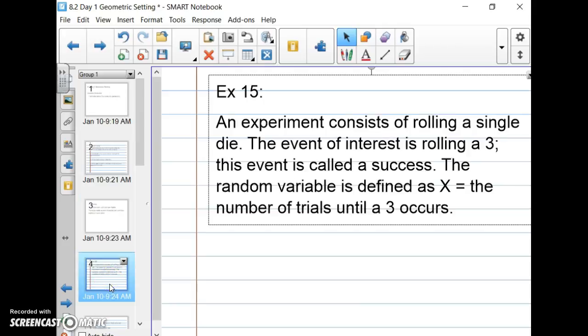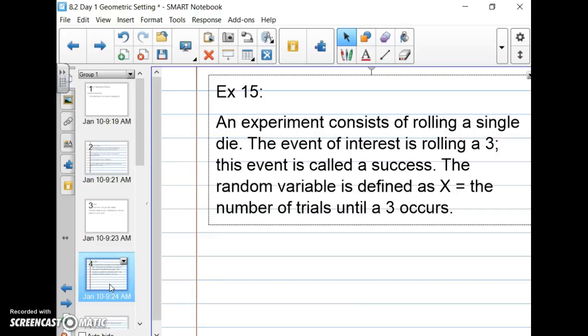Okay, so let's jump into trying to identify if something meets the geometric setting. So here's example 15 from the book. It says, an experiment consists of rolling a single die. The event of interest is rolling a 3. This event is called a success. So basically what you want to do is keep rolling a die until you get a 3. Now the random variable is defined as x is equal to the number of trials until 3 finally occurs.